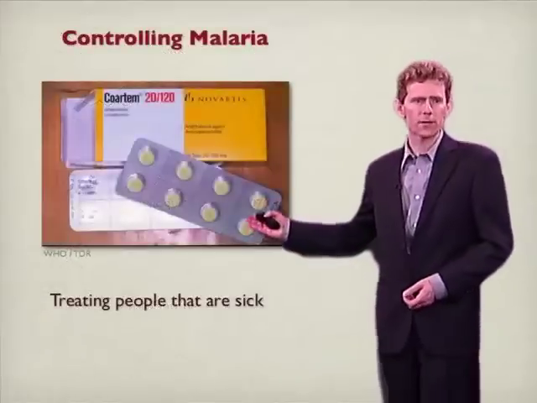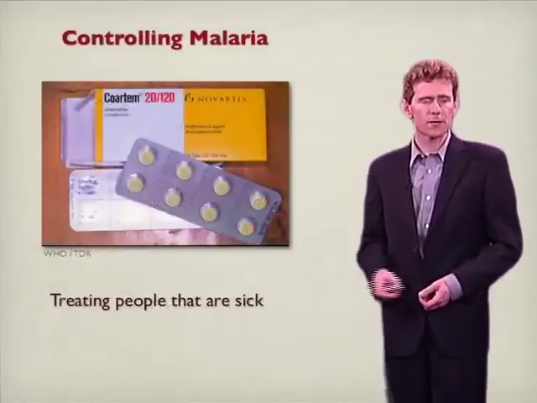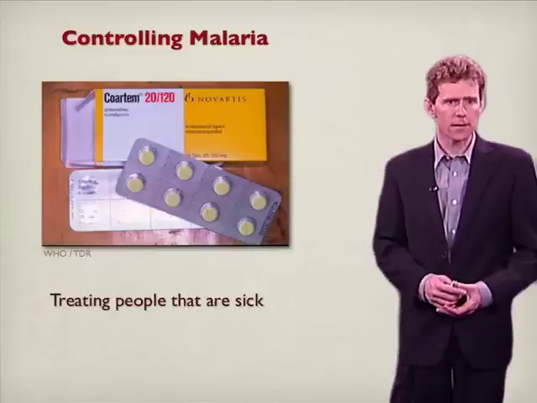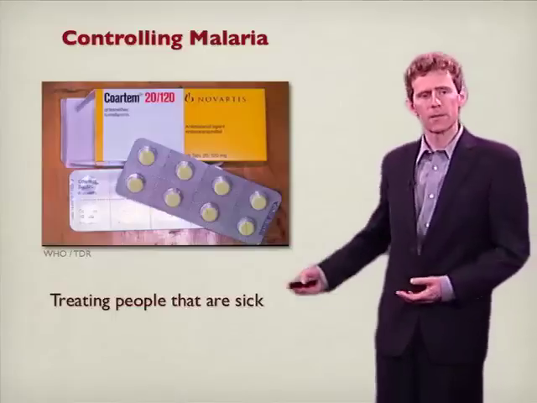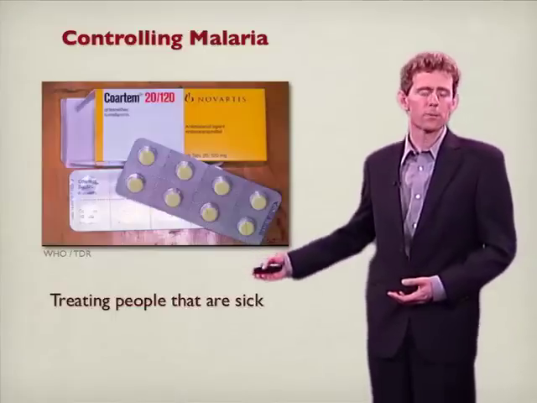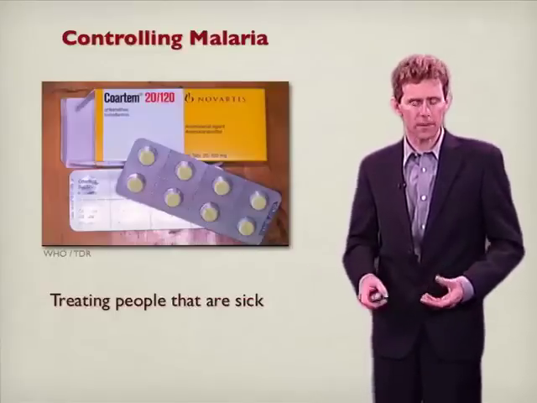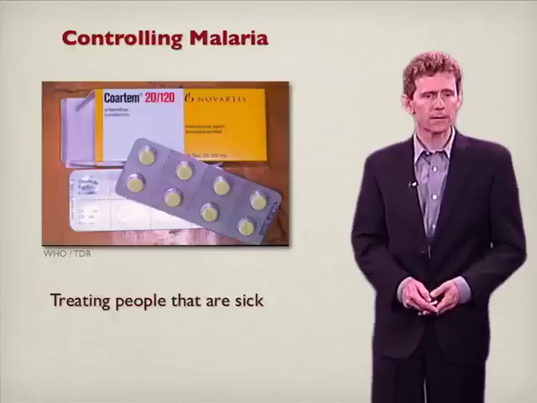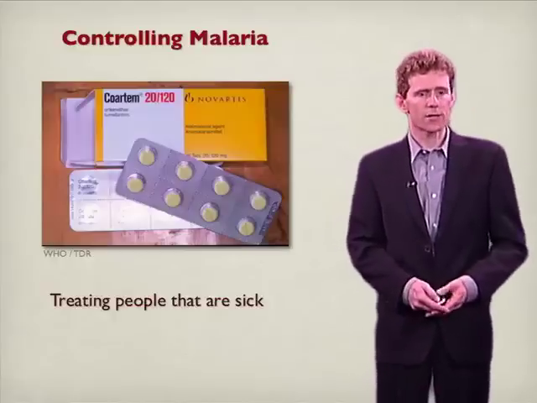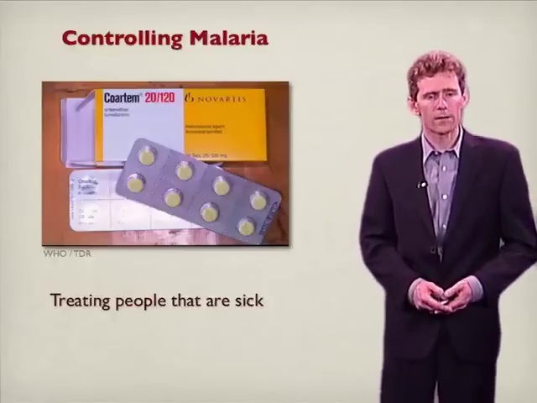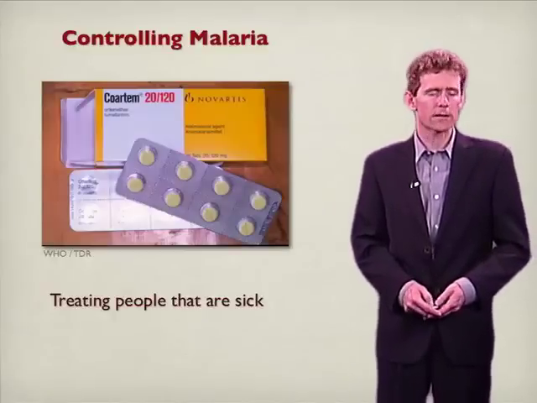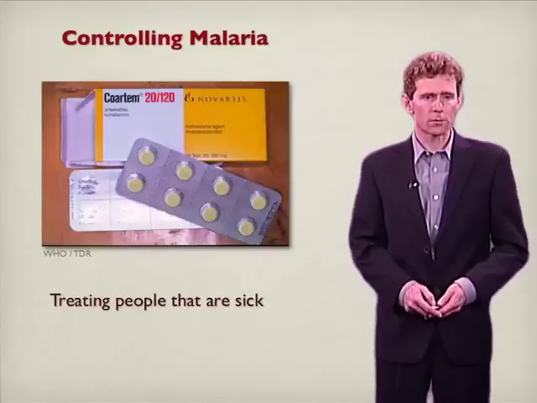This is a formulation called Coartem, which is a mixture of artemisinin and lumefantrine, another drug, that can be used in combination to help lower the probability that parasites will become resistant to this drug. Now, these compounds are not easy to make and they're not cheap to make, which is why there's limited availability of Coartem throughout the developing world right now.